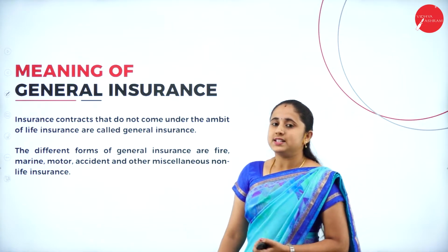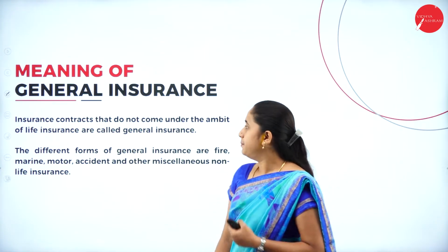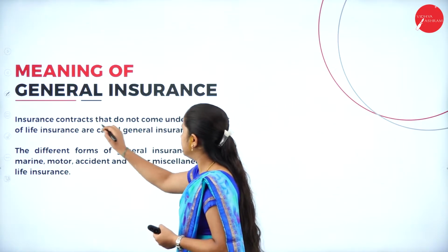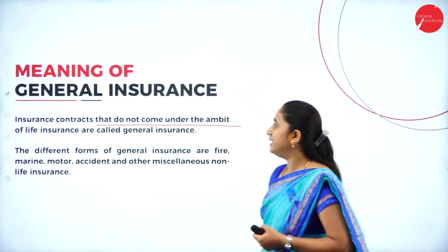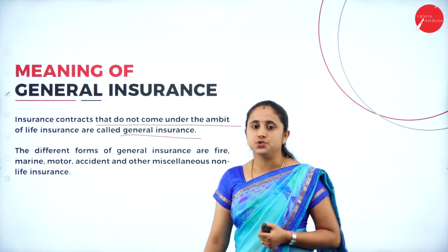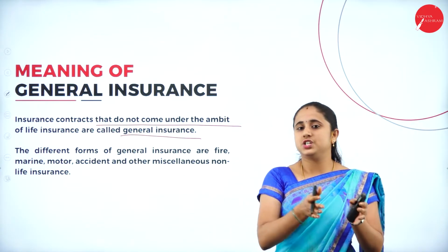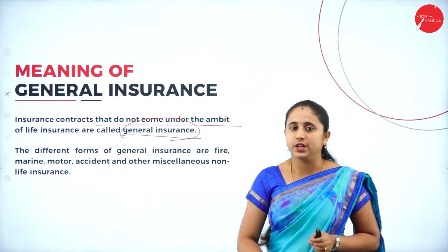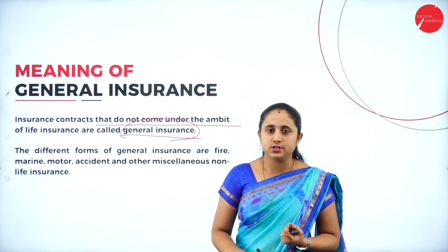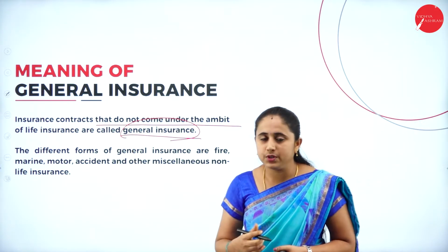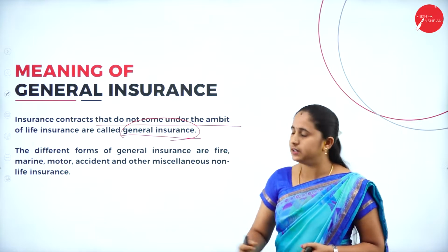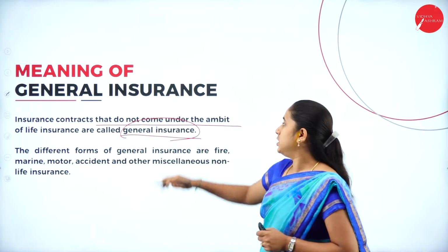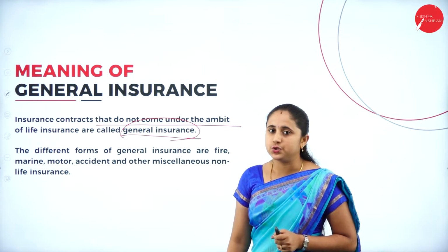Let us continue to understand in detail what general insurance is. Meaning of general insurance: insurance contracts that do not come under the ambit of life insurance are called general insurance. So the insurance which does not come under life insurance is considered general insurance. We know life insurance and how its process happens, but general insurance is something different from life insurance.